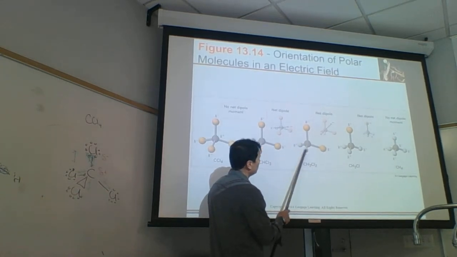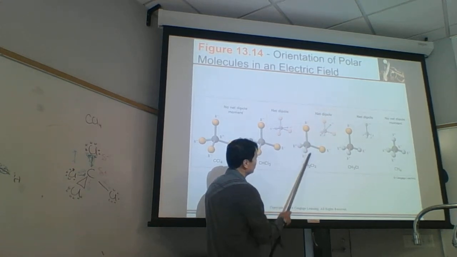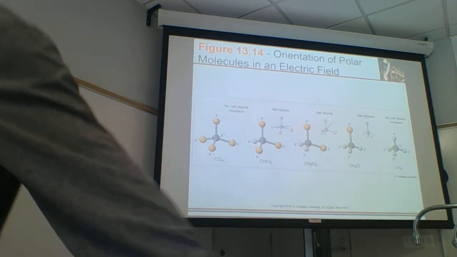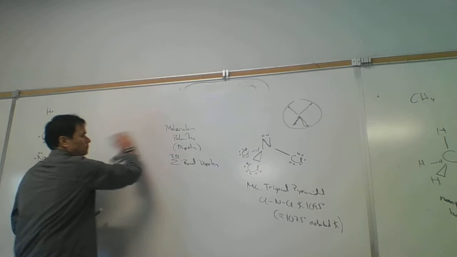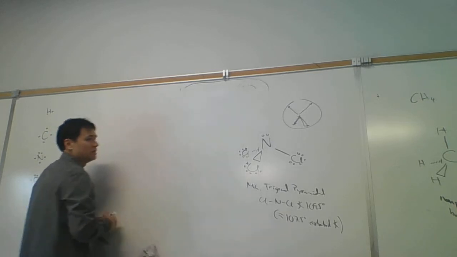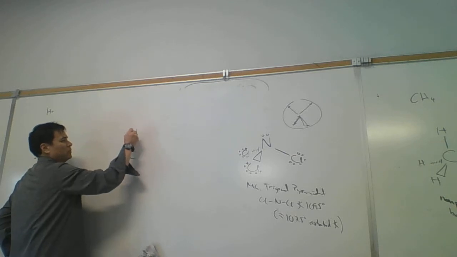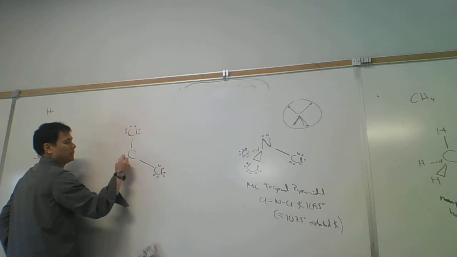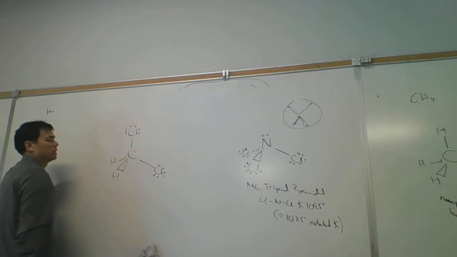CH2Cl2. This is a bit tricky, but let me redraw CH2Cl2 since that drawing is hard to figure out. CH2Cl2 is going to be tetrahedral. And so we'll put the 2 chlorines in the plane like this. That means a hydrogen is going to wedge out and a hydrogen is going to dash in.